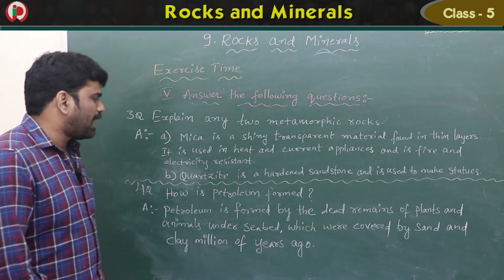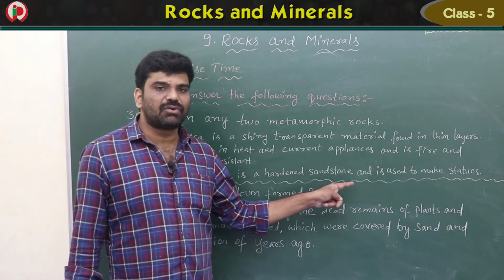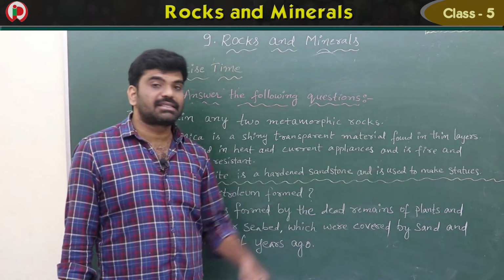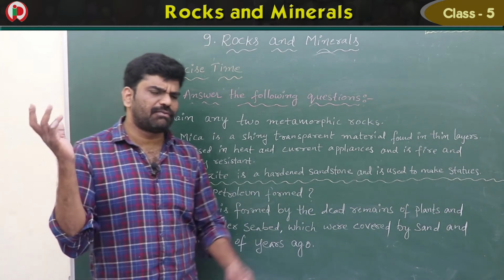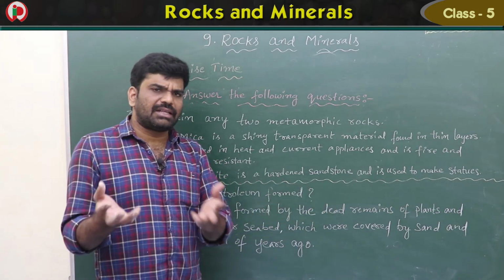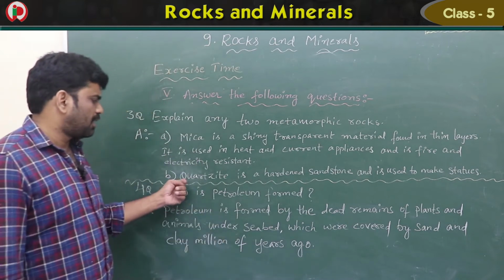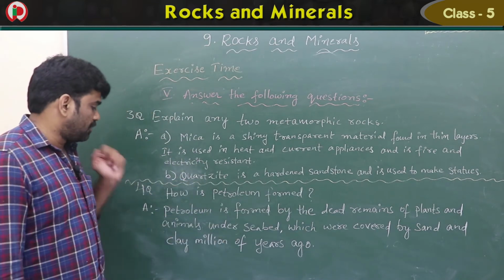Second one, quartzite is a hardened sandstone and is used to make statues. So you can observe different types of statues. These statues are made with quartzite. Let's go for the fourth question.